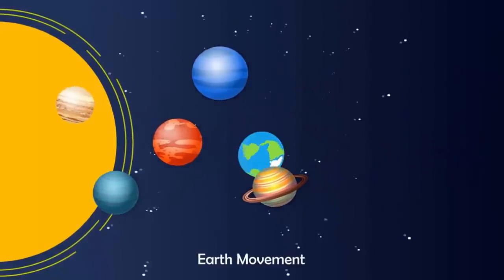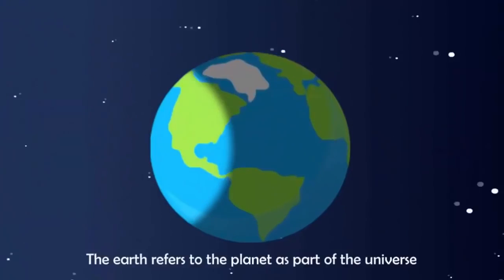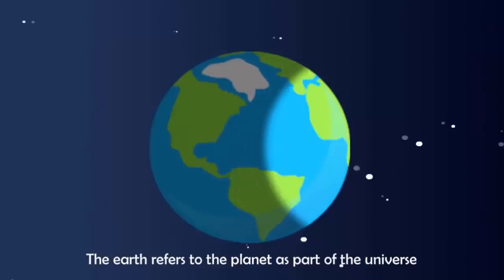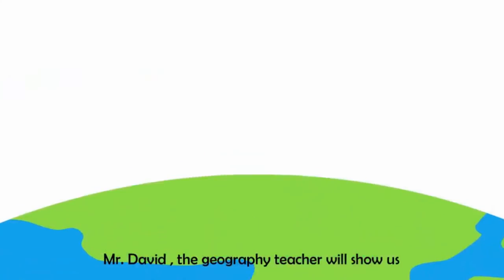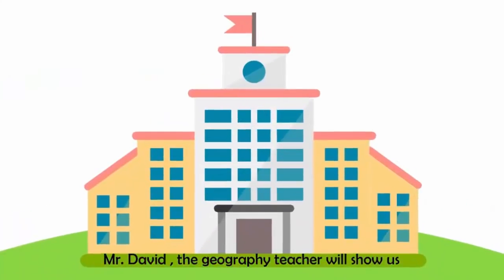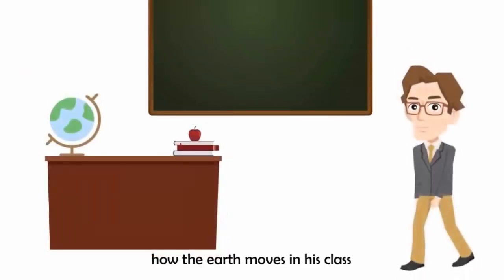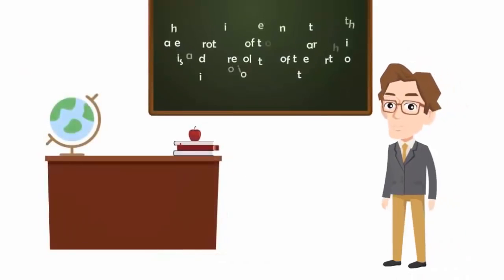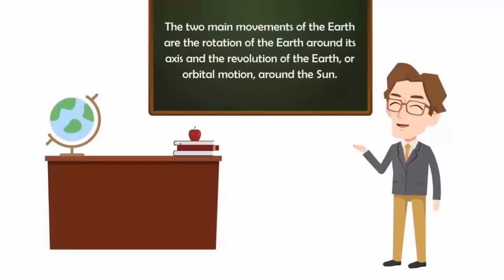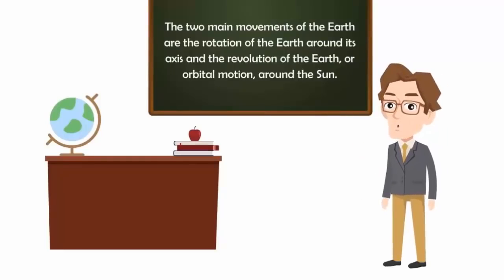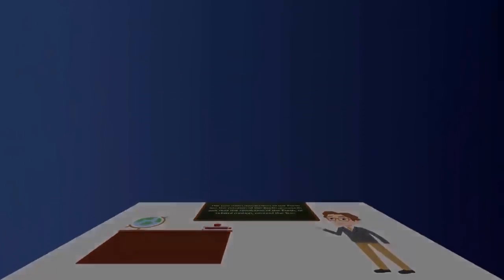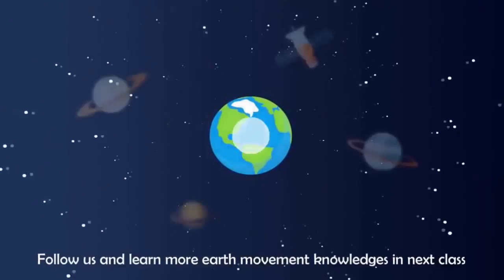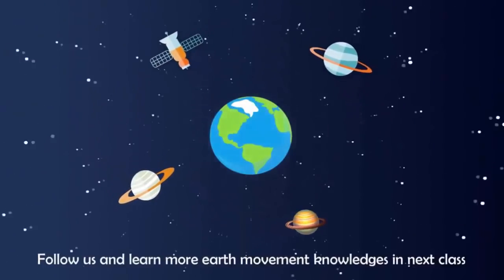We are going to talk about the Earth movement. The Earth refers to the planet as part of the universe. Mr. David, the geography teacher, will show us how the Earth moves in his class. The two main movements of the Earth are the rotation of the Earth around its axis and the revolution of the Earth, or orbital motion, around the Sun. Follow us and learn more Earth movement knowledge in the next class.